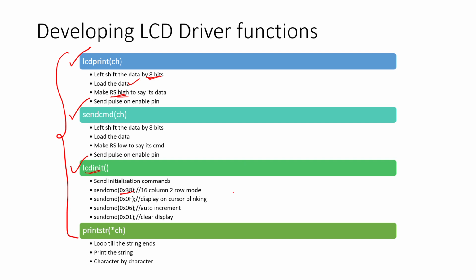If you wish, you can also send 0x80, which is the address of the first cell of the 16 cross 2 LCD, or else it's fine. It will start with that cell only anyway.